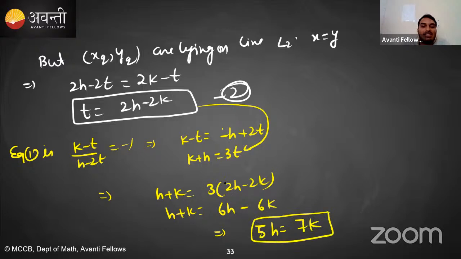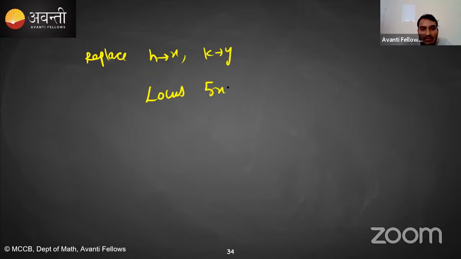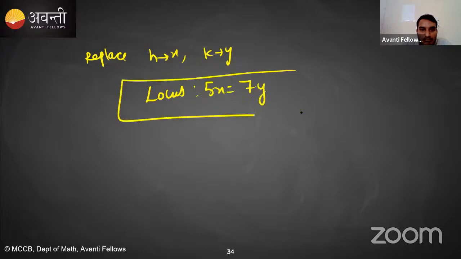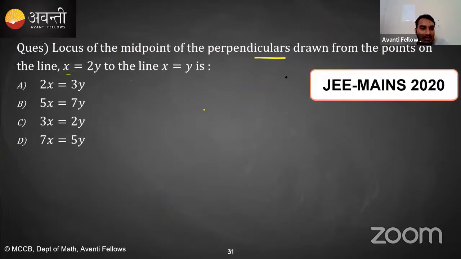But now replace h with x and k with y. So the locus is 5x = 7y. This is the answer. So which option is the correct option? 5x is equal to 7y. So option B is the correct one.